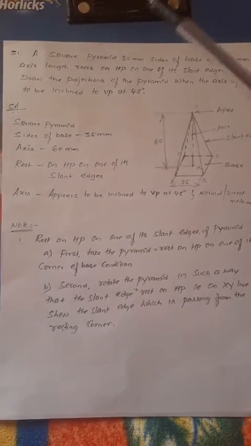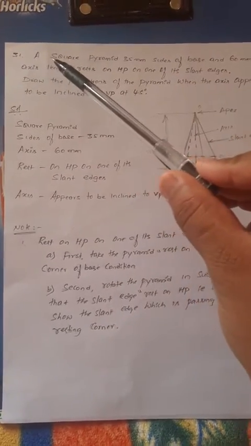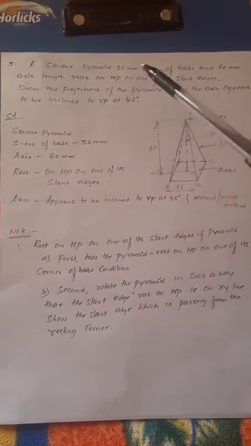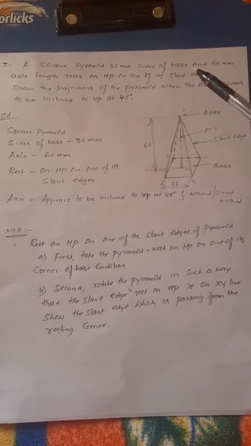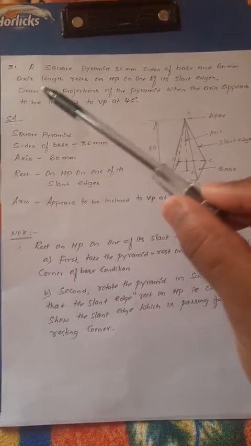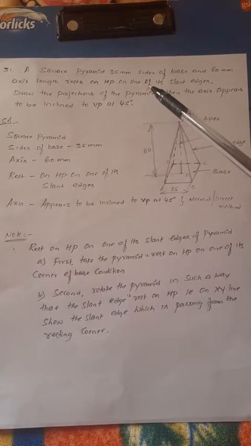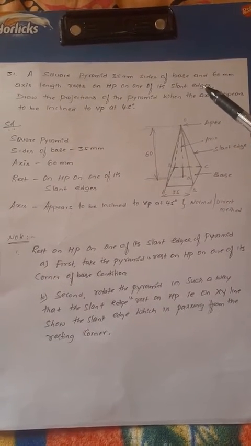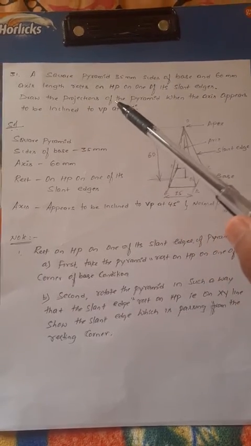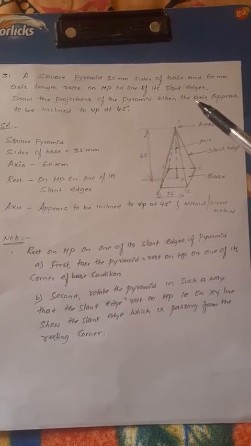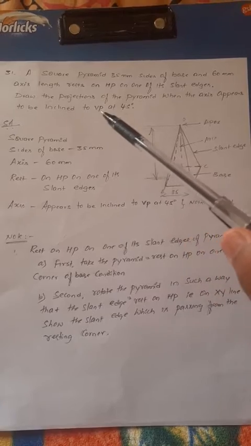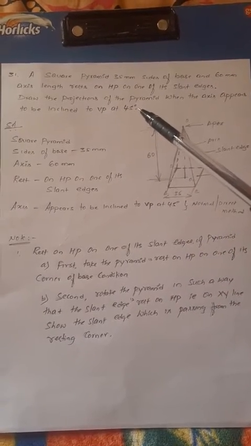Next problem is problem number 31. A square pyramid, 35 mm sides of base and 60 mm axis length, rests on HP on one of its slant edges. Draw the projections of the pyramid when the axis appears to be inclined to VP at 45 degrees.